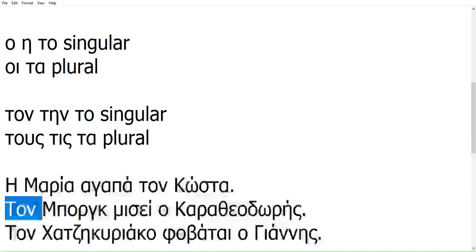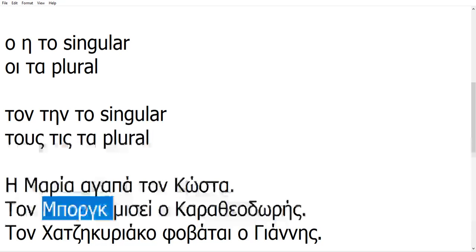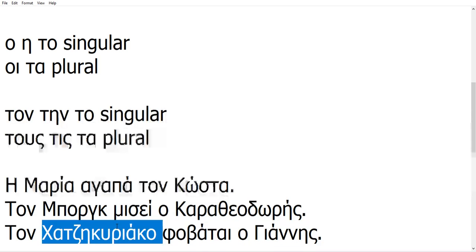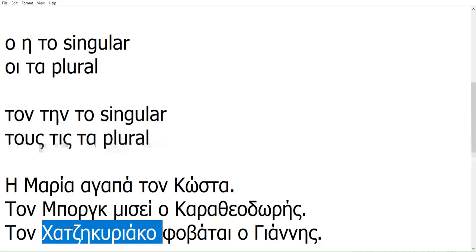This person here, Kara Theodoris, hates this person here, Borg. Yeah? And here is afraid of. Yannis is afraid of Hatzikyriakos. Yeah? Again, here you understand it from the article. That's the subject. And this one here is the object, because it has tone in front of it.